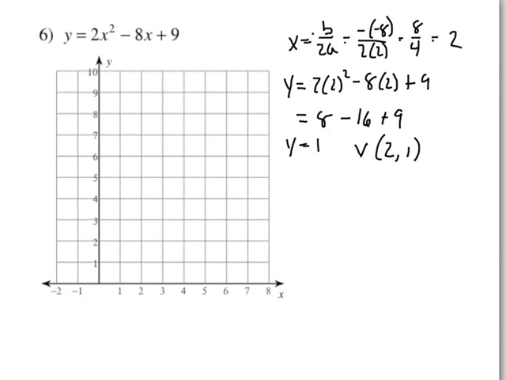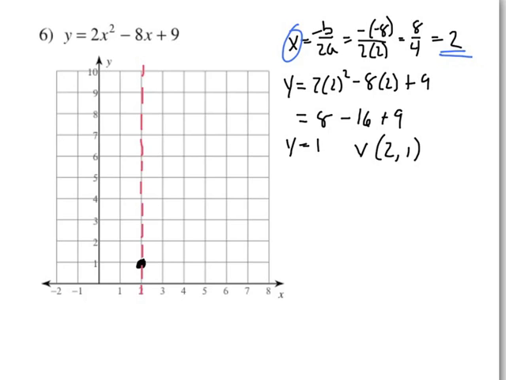So we plot that point. 2, 1 sits right there. We have an axis of symmetry at x equals 2. Now, usually I'd say plot 2 points to one side. Question? Where'd you get the 2? Okay, so our vertex is at 2, 1. We plotted our point. We drew our axis of symmetry.